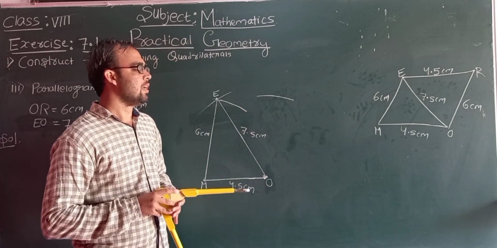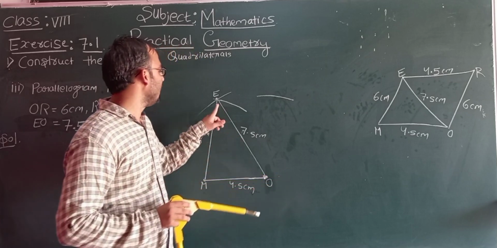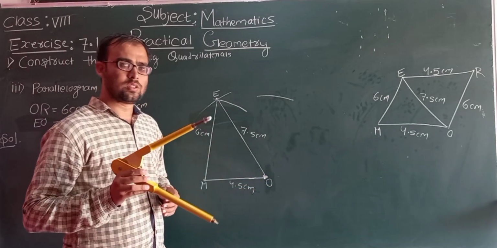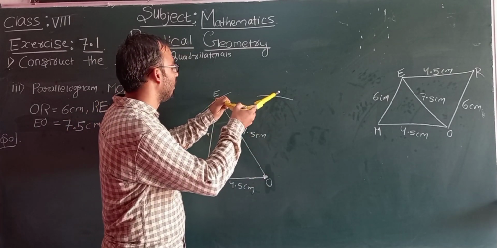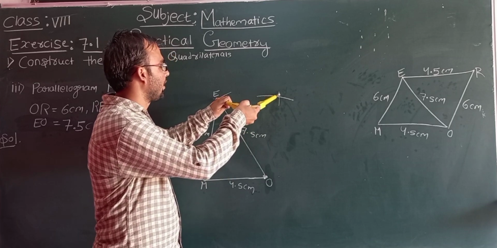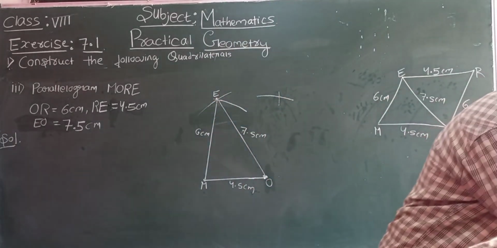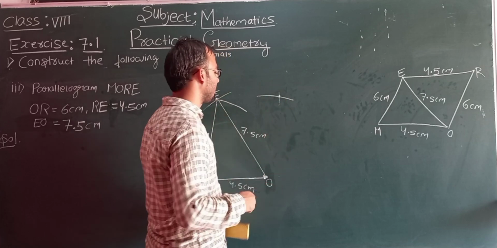Next, what we need to do? Again we need to set the compass to 4.5 centimeter. Then with E as center, we need to draw the arc at 4.5 centimeter. Now set the compass to 4.5 centimeter. Next, with E as center, draw the arc and mark the points of intersection. Okay, so we need to mark this point of intersection.